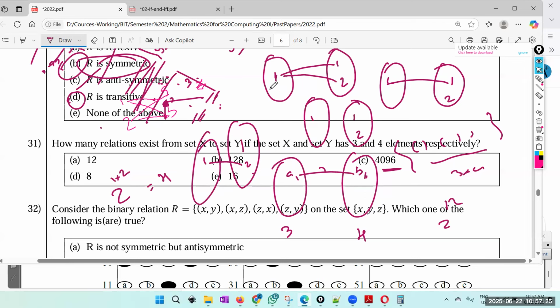Then you can check it for 1, 2, and 2. According to the formula, it is 2 to the power 2 into 2. That is 2 into 2 is 4, 2 to the power 4, 16. So you will get 16 possibilities. One possibility is this. Another is something like this, where this is mapped to both, and this is mapped to both. And all the other possibilities. So basically, it's all subsets of the Cartesian product.